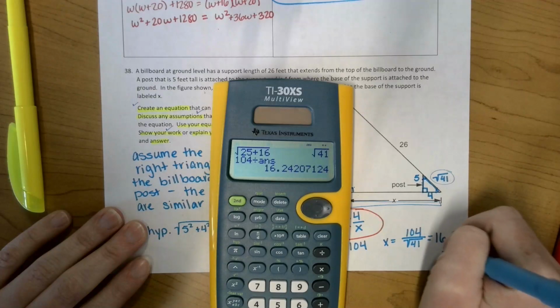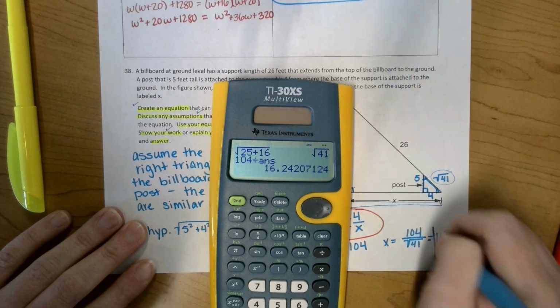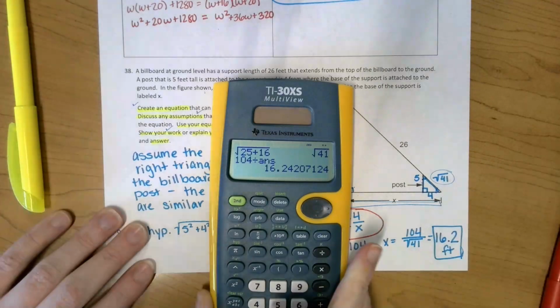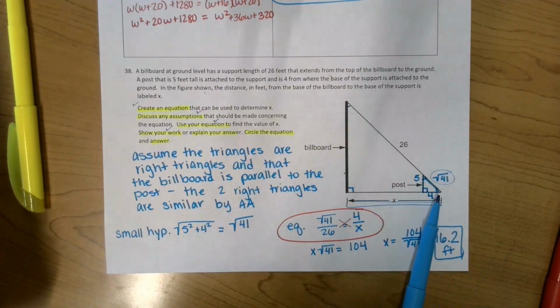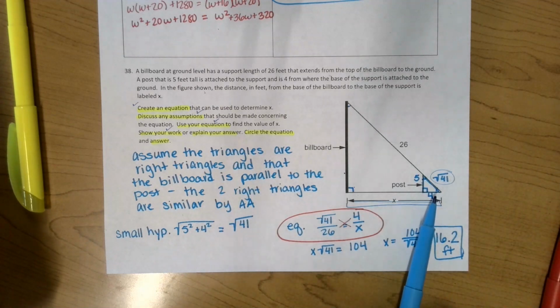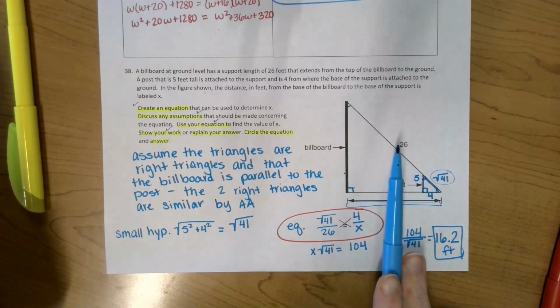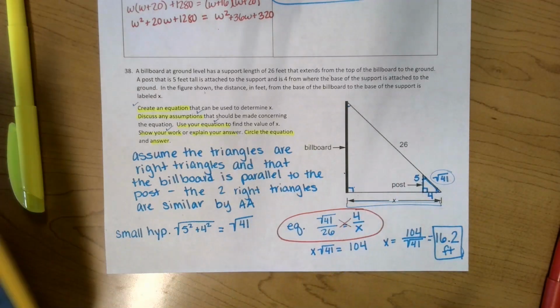16.2 feet. Okay, and this should make sense. 16.2, we want it to be larger than the 4, obviously. Should be smaller than the 26 because that's our hypotenuse.